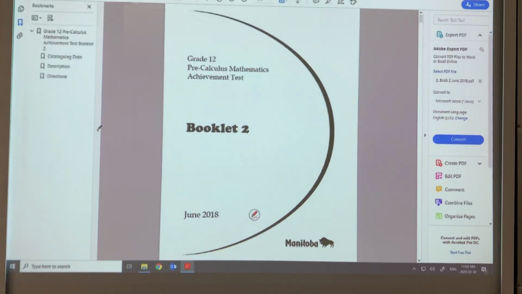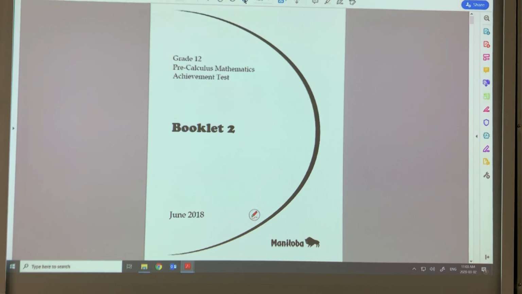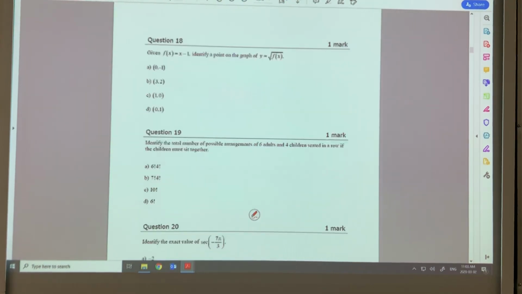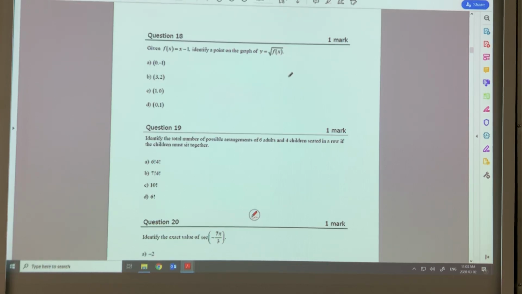We have a little bit of time. Maybe we can squeeze in a couple more questions here from book 2. So this is the no calculator booklet. You can do 18. Let's quickly do it.